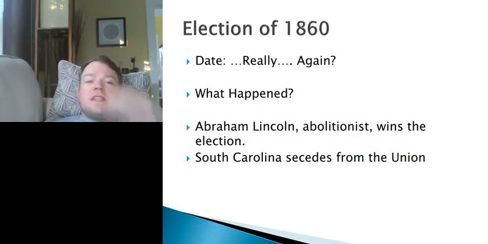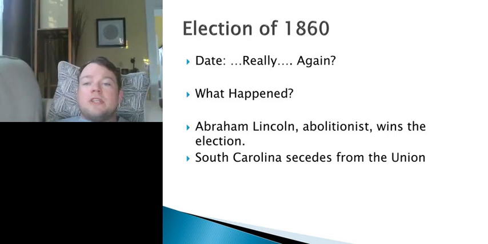Election of 1860. For the date, again, you should be able to figure that one out. Hopefully, you don't have to ask me any questions about that on Schoology. But anyways, what happened? Abraham Lincoln wins the election, and he wins despite the fact that he is not on any ballot in any southern state. Meaning, if you went to vote in the South, you would not have seen Abraham Lincoln's name even for a chance to vote.